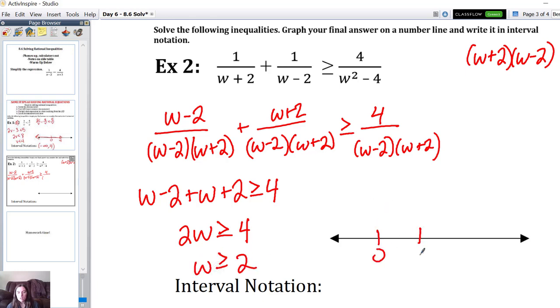Here's 0, here's 2. This one's greater than or equal to, so we've got a filled in circle. And it's increasing because it's greater than or equal to. As an interval, the smallest that this is, is 2. It gets a bracket because it's a filled in circle. And the arrow is pointing to the right forever, so we're going towards positive infinity.